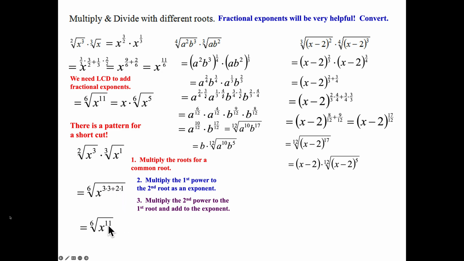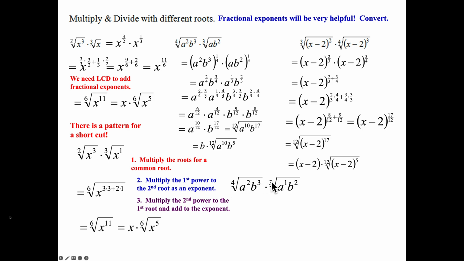9 plus 2, there's your x to the 11th, and then we can simplify it right here. 6 goes into 11 once with 5 left over. All right, let's do that with this problem. Again, putting a 1 because I didn't put an exponent.